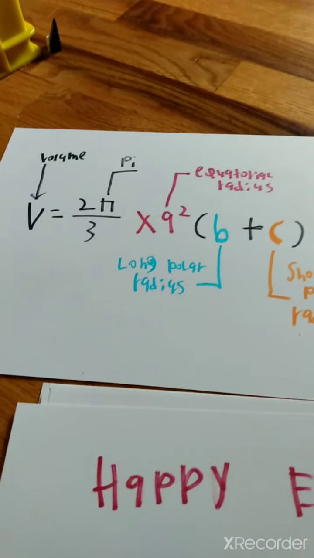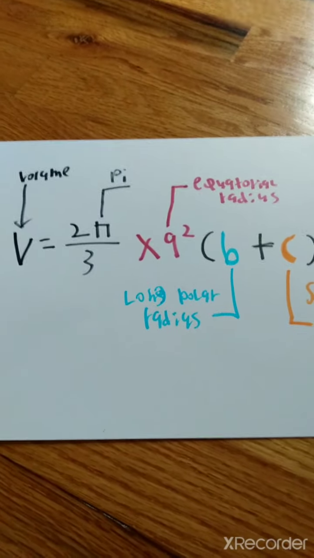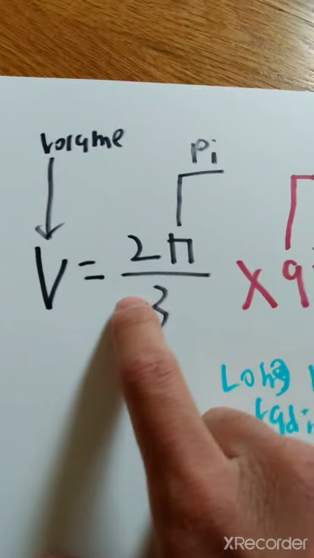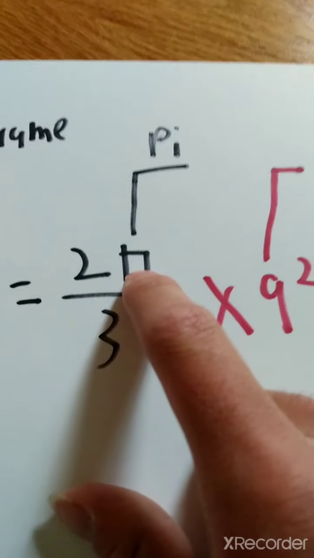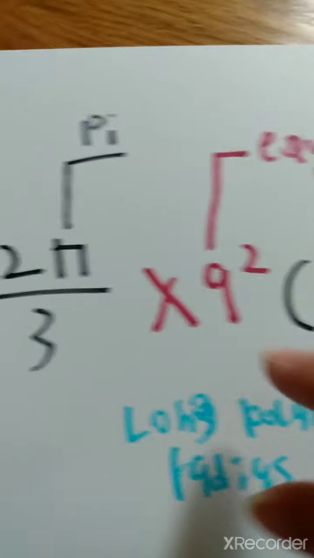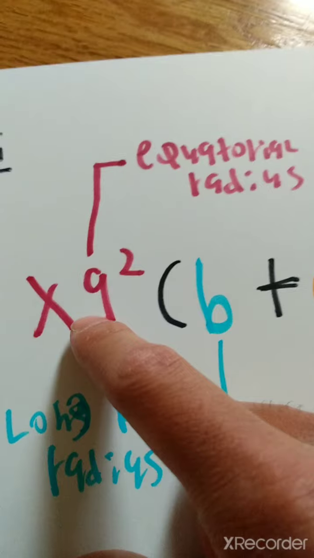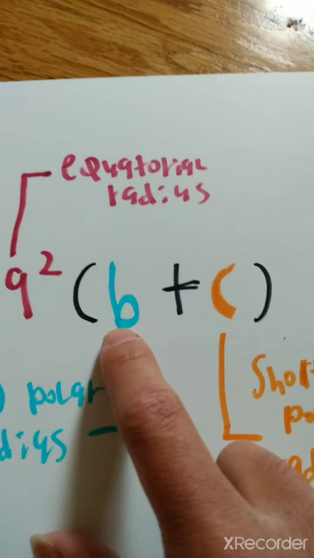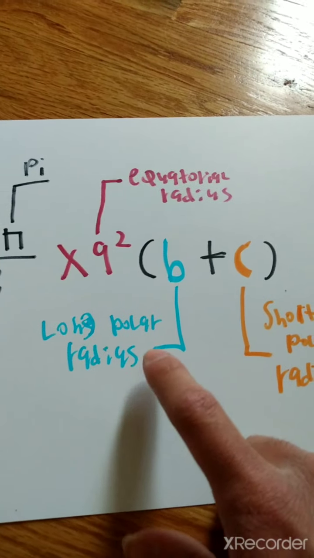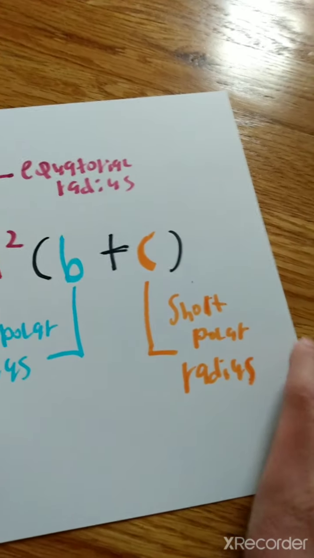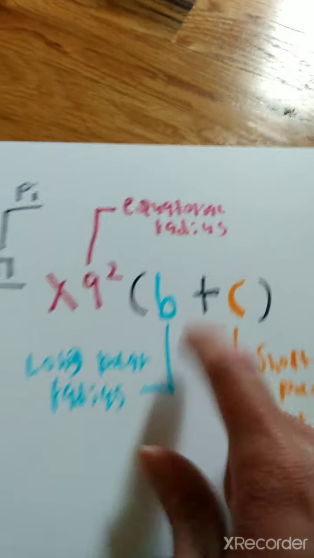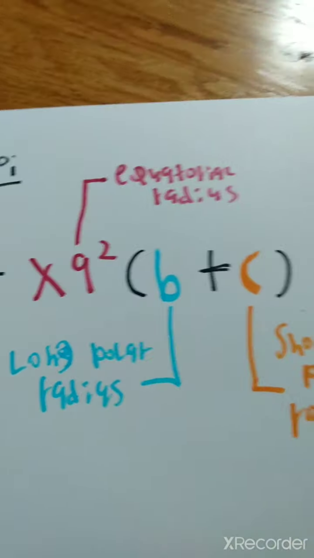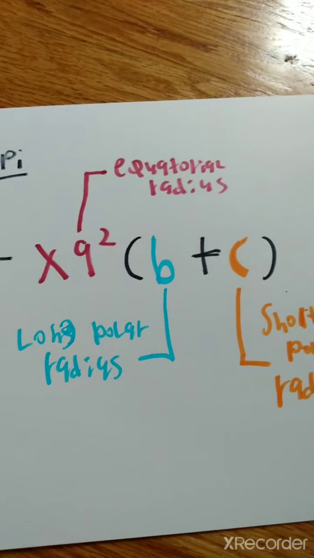It's actually simple. To find the formula for an egg for volume, V equals 2 multiplied by pi divided by 3, multiplied by the equatorial radius squared. Then we have to do b plus c, so the long polar plus the short polar, and then we multiply it to get our answer. These definitions right here will be explained throughout the video.